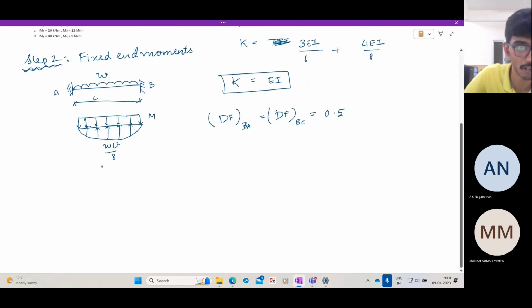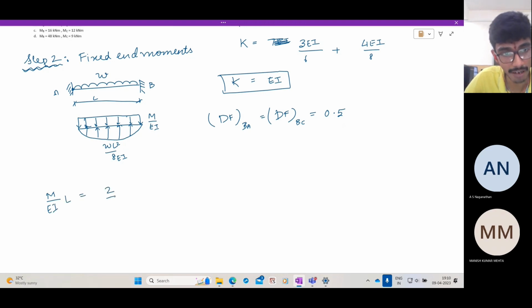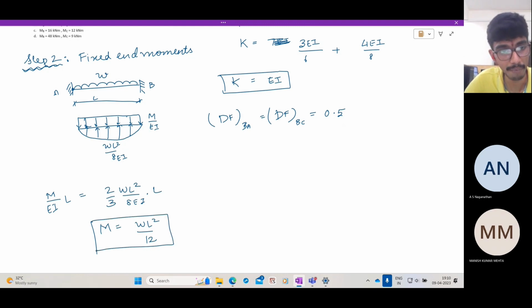So the shear force is 0, which means what's the area of the parallelogram? M by EI into L is equal to the area of the parallelogram, which is 2/3 of WL squared by 8EI into L. So you get M equal to WL squared by 12. So the fixed end moment due to an applied distributed loading is WL squared by 12.